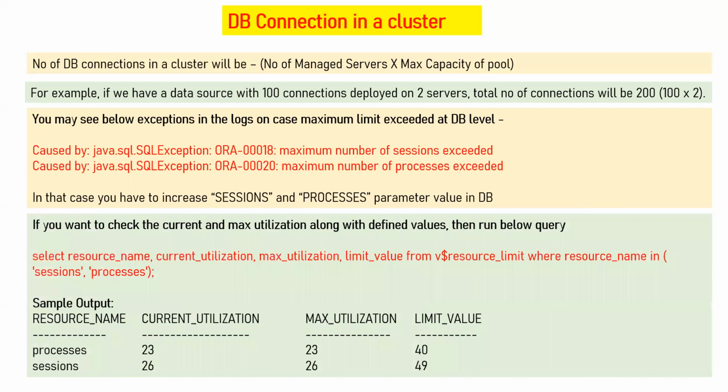And if you want to check the limit of these parameters, sessions and processes, in your database, then you can run this particular query. It will show you the current utilization of sessions and processes, the maximum utilization, and the limit. And you can use this limit to tune the capacity that you define in your data source.